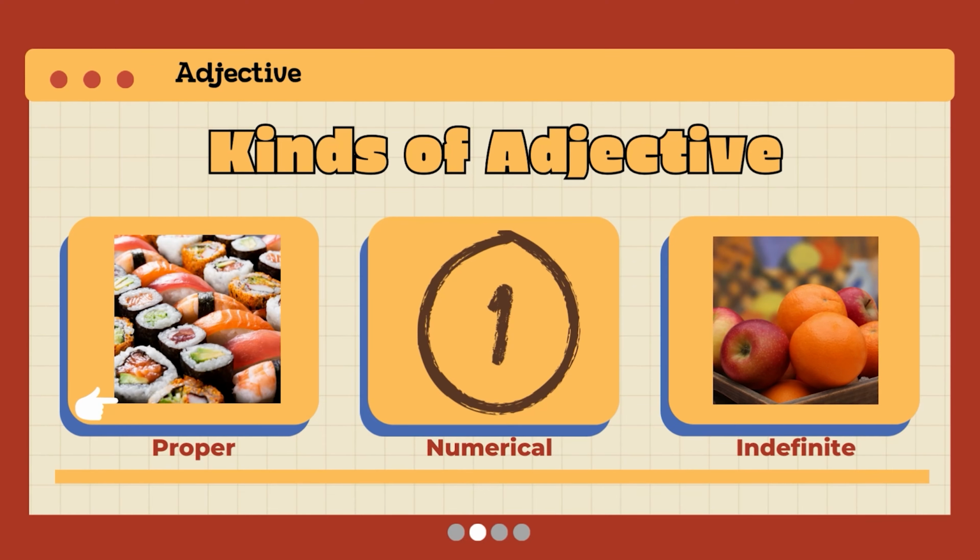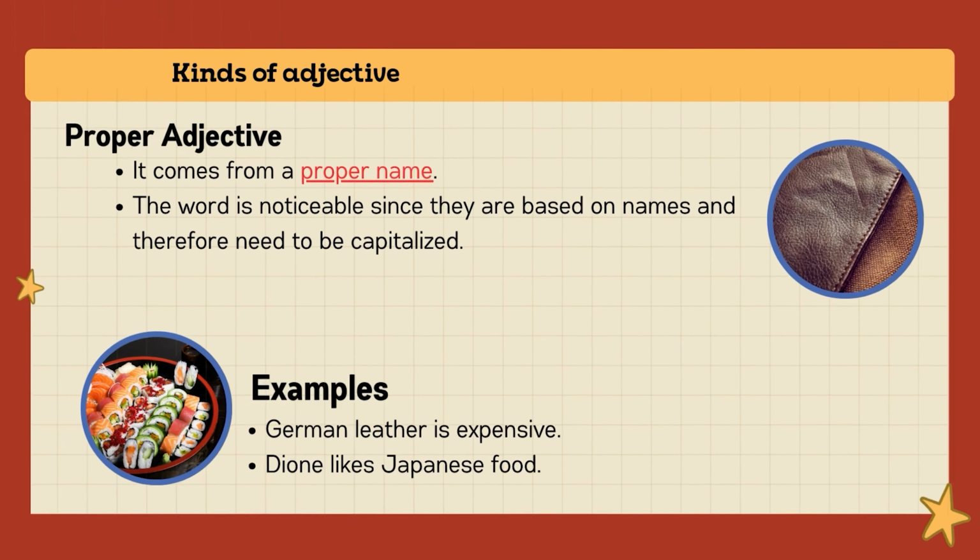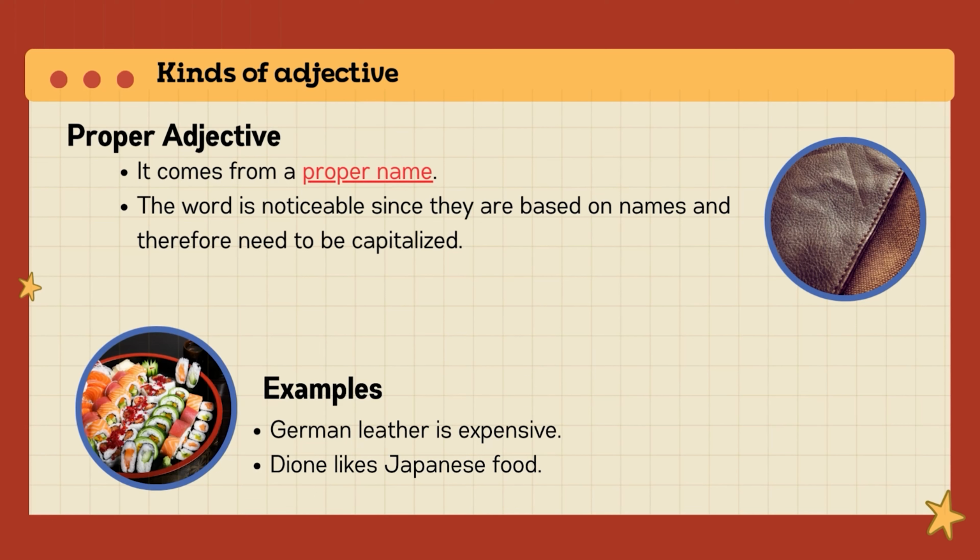Fourth in the list is the proper adjective. Most adjectives are common adjectives like tall, big, noisy, and so on, just like what we have used earlier: yellow green, apple green. Those are called common adjectives, but proper adjectives came from proper names. The words are noticeable since they are based on names and therefore need to be capitalized.